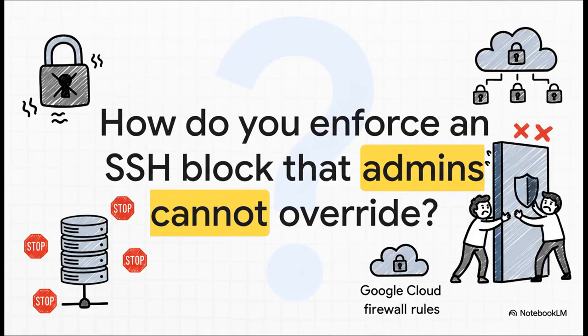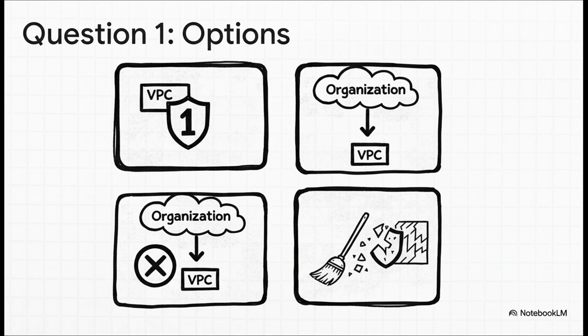Your company has a super strict policy. Absolutely no public SSH access, period. But you've got developers who keep opening it up for quick debugging. You need a way to enforce this block everywhere, and you need to make sure local project admins can't get around it. What do you do? So, your options are A, a VPC rule with a priority of 0. B, a hierarchical policy with a go-to-next action. C, a hierarchical policy with an explicit deny action. Or D, a script that just cleans up the bad rules after somebody creates them.